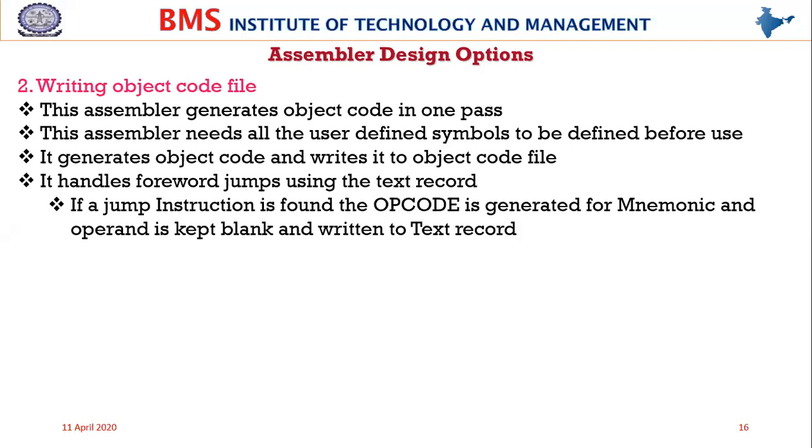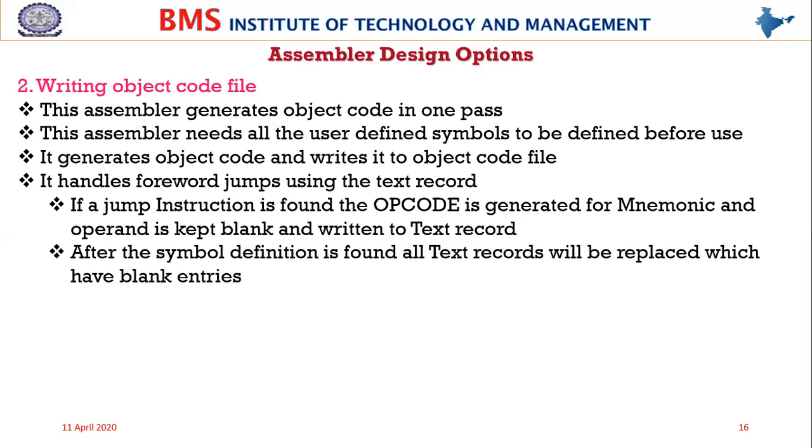The forward references are handled by writing the text record of the object code with a blank operand address for all the forward references. And when we get the operand address, that particular text record will be modified. So there is no need to use any modification records here. We just replace the operand address in the text records when it is obtained. This sort of implementation, we call it write object code file.